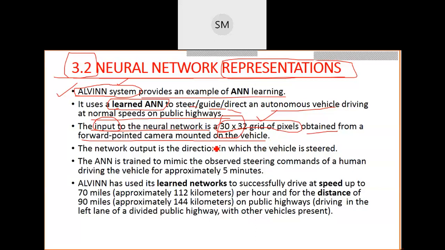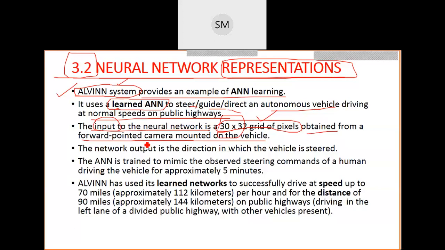So that camera is trying to give us some input, and that input we give to the neural network. That camera should be fixed to our car, and whenever the car starts to move, the camera is continuously catching the inputs. That input will be in the form of a 30 by 32 grid of pixels, and these pixels will be input to our neural network.